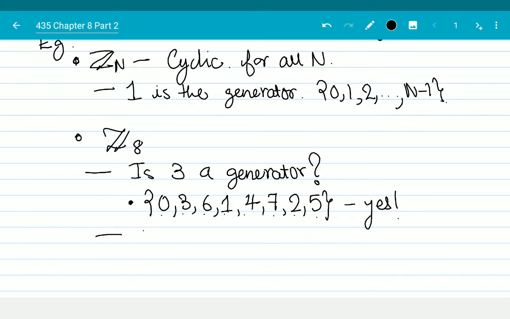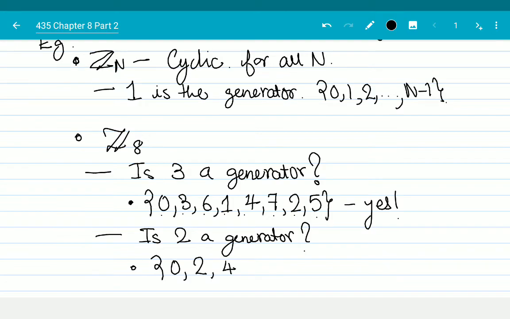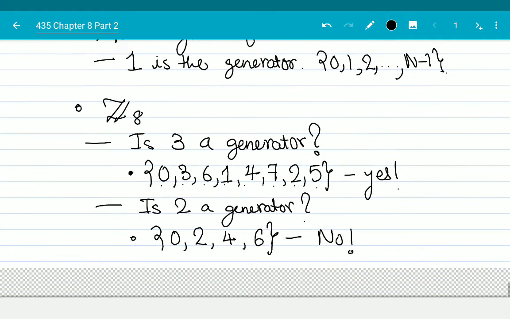Is 2 a generator? Let's look. 0, 2, 4, 6. And 6 plus 2 is 8, and that is back to 0. And I'm going through this again. So, no, it is not a generator.